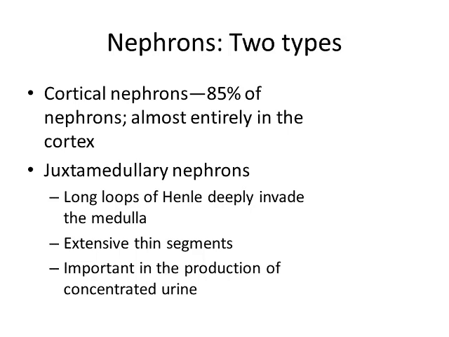Another important difference is that cortical nephrons produce dilute urine, less concentrated urine. Juxtamedullary nephrons produce concentrated urine. So short-looped nephrons produce diluted urine and long-looped nephrons produce what? Concentrated urine.